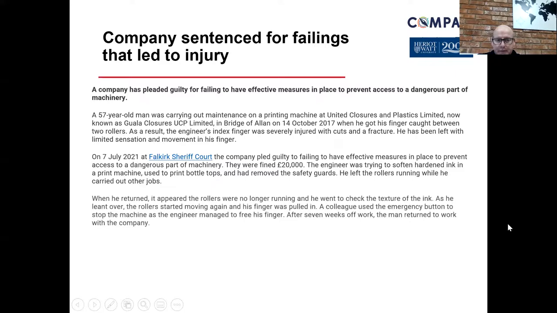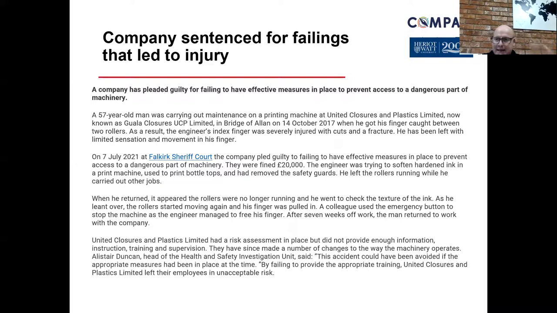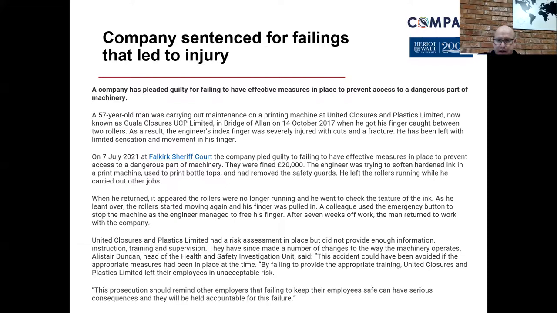When he returned, it appeared the rollers were no longer running, and he went to check the texture of the ink. As he leant over, the rollers started moving again, and his fingers were pulled in. So that's issues around maintenance. We have a lot of accidents from maintenance activities, and usually it's the lack of adequate safety controls, and sometimes engineers being engineers taking the risk that they shouldn't do. So this prosecution should remind other employers that failing to keep their employees safe can have serious consequences, and they will be held accountable for this failure.